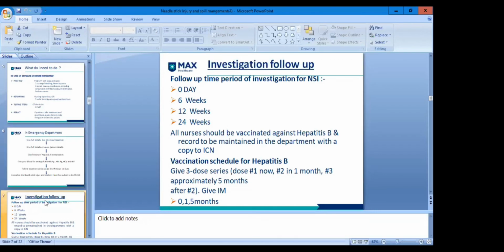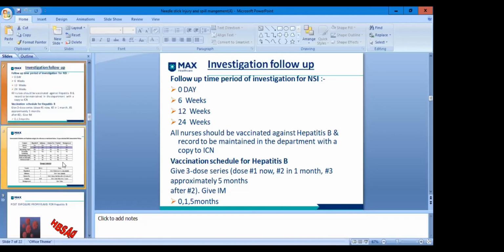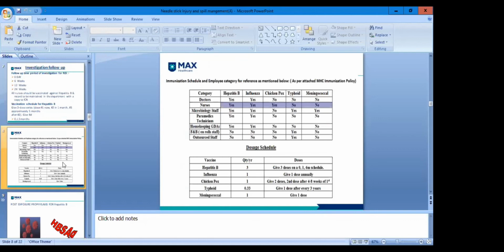The investigations which need to be done in our vaccine, I'm sharing the vaccination policy of Max Healthcare here only. I don't know how other infection control people are managing, but I would suggest that hepatitis B, influenza, typhoid, and tetanus should be given at least to all the hospital working staff.